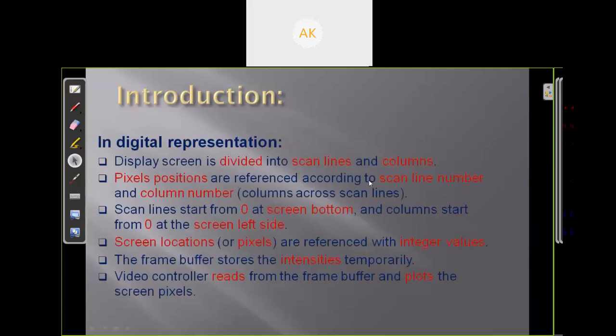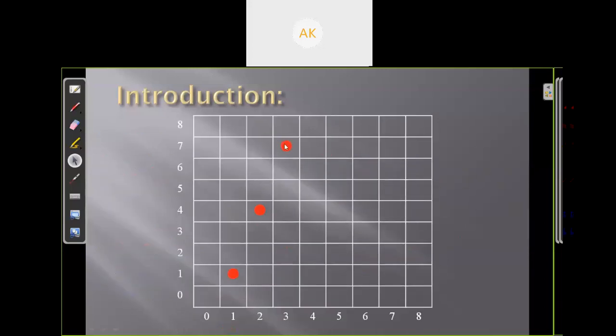And pixel positions are referred to according to the scan line number and column line number. Suppose we are talking about this pixel position, or we can locate this pixel position. It is located on this horizontal line, horizontal line number 7, and which vertical line? Vertical line number 3. So the position of this pixel is 3, 7. Third vertical line and seventh horizontal line. So we can locate the pixel position by these scan lines.